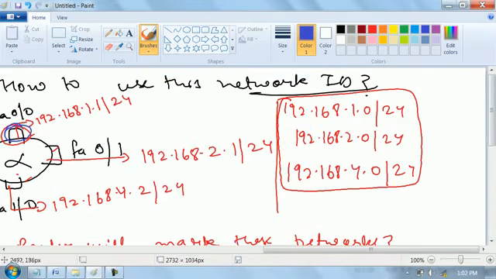So, how will the router work? Shall we see it in a flow? Let's see how the router will work in a flow. Okay, let's go.